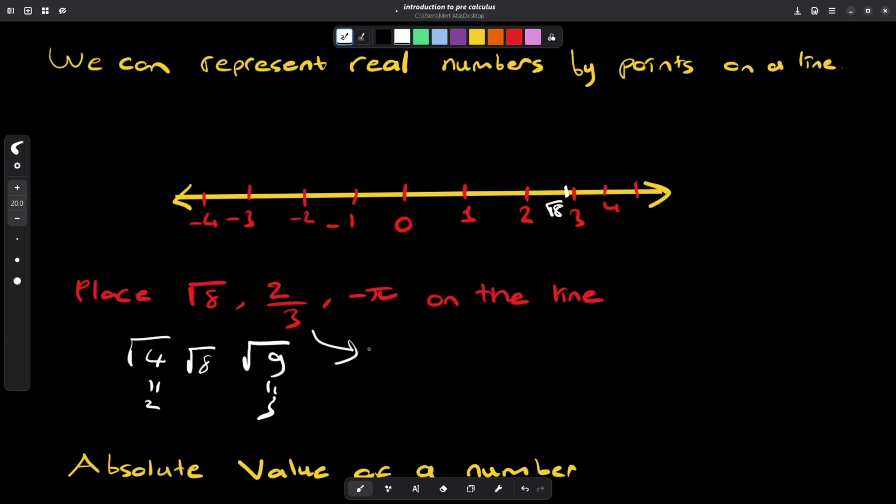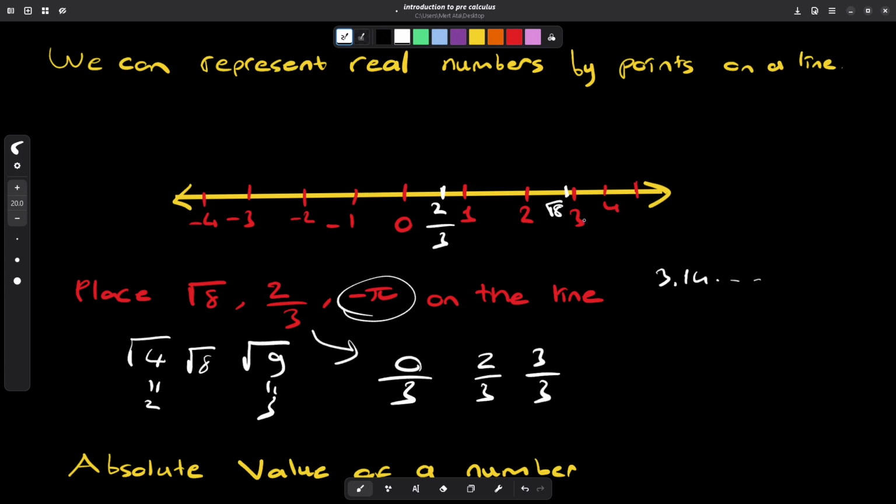2/3, let's think. 3 over 3 is 1. 6 over 3 is 2. Okay, let's not do it like that. Then let's think of it like that. 0 over 3 and 3 over 3. 2 over 3 is between these two values. So therefore, we will put it around here. It doesn't have to be perfect as long as it is between the right numbers. Negative pi. Pi is like 3.14, it goes on and on, right? So it's greater than 3, but it's negative, so it will be somewhere around here. Let's say this is our negative pi.